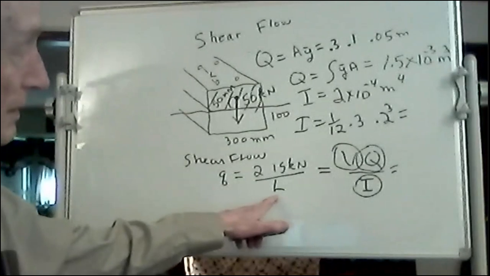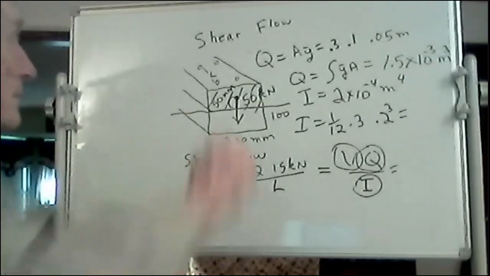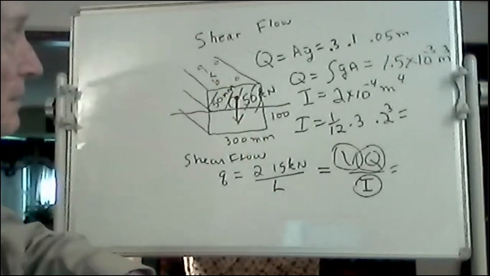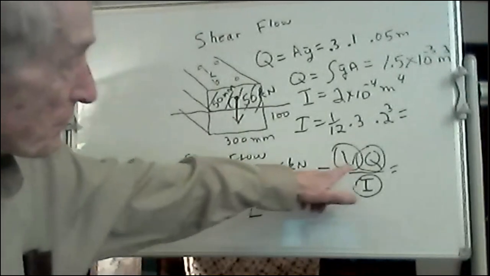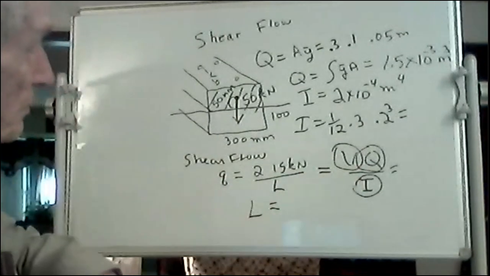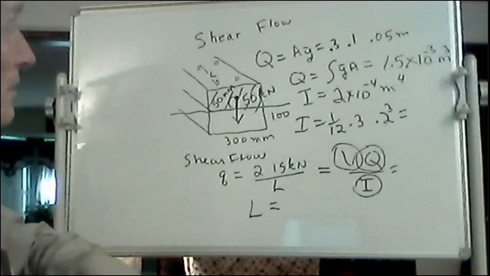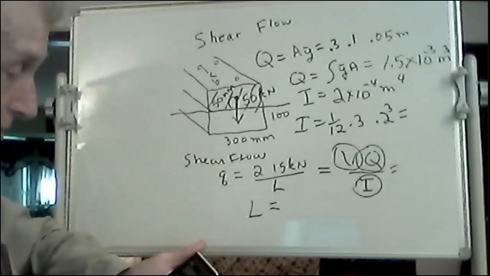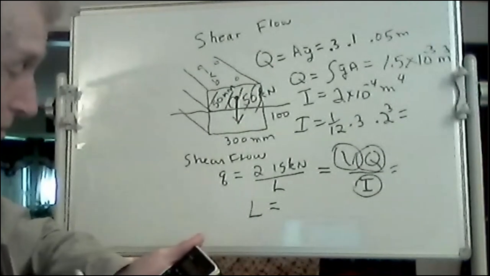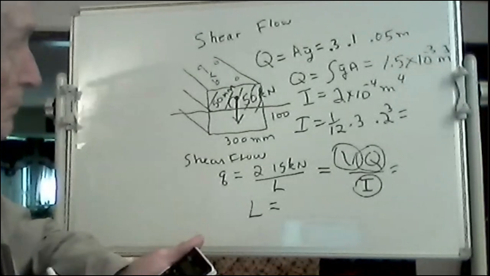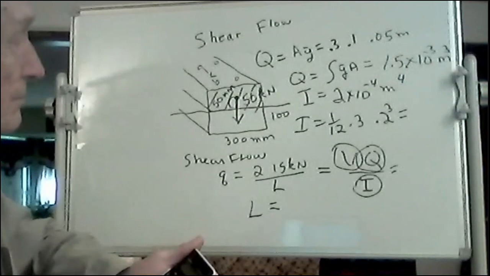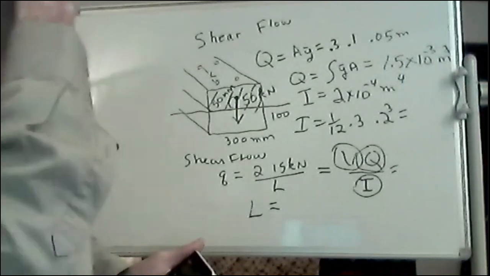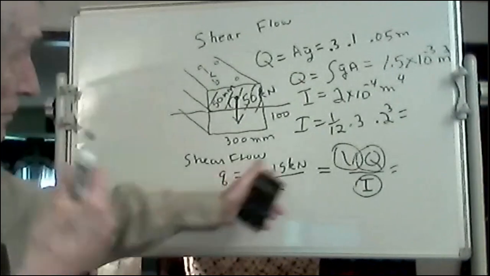And you can solve for the length between the bolts. I'm going to solve for the length between the bolts. We know everything in this equation except the length between the bolts. Here goes. Let's see, 50 e to the third times 1.5 e to the minus third, divided by 2 e to the minus 4. And then you have to divide that into 30 kilonewtons.